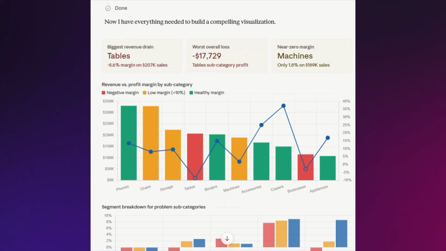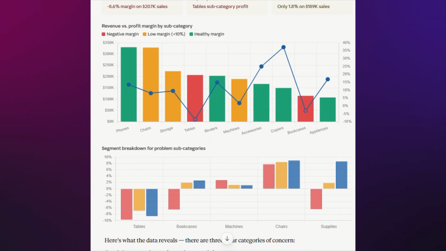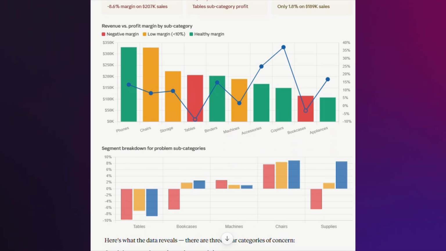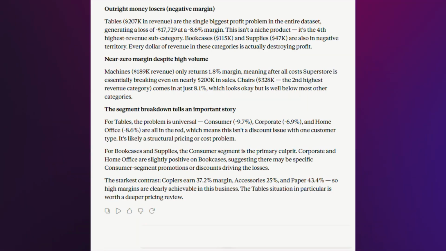The answer? Tables. Nearly $207,000 in sales and a negative 8.6% margin. Bookcases and machines aren't far behind. High revenue, bleeding profit. That's the kind of finding that takes an analyst hours to surface manually. With Tableau MCP, it's a single question. And we can go deeper.